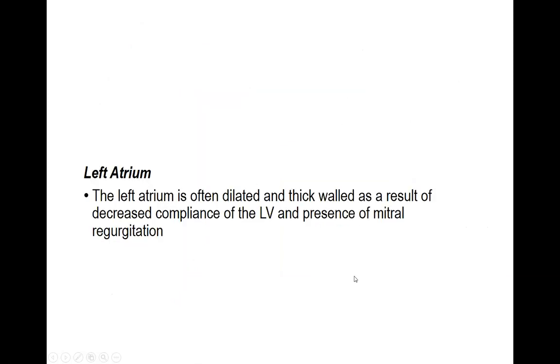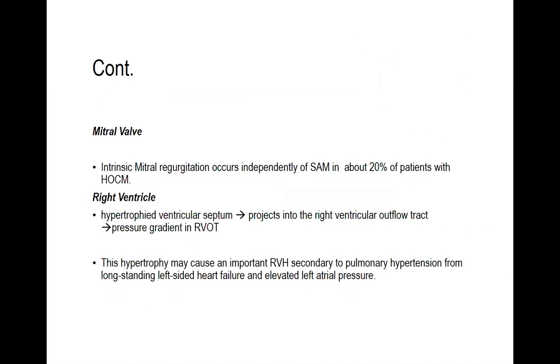Left atrium is often dilated because of decreased compliance of the LV and because of the mitral regurgitation. Mitral valve: intrinsic mitral regurgitation occurs independently of SAM in about 20% of the patients. Right ventricle: the hypertrophied ventricular septum projects into the right ventricular outflow tract. Sometimes you can see an RVOT gradient. This hypertrophy may cause important RVH secondary to pulmonary hypertension from long-standing left-sided heart failure.